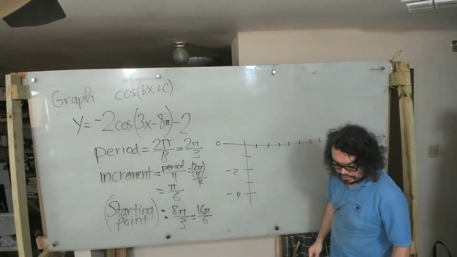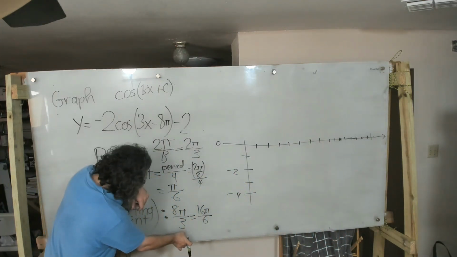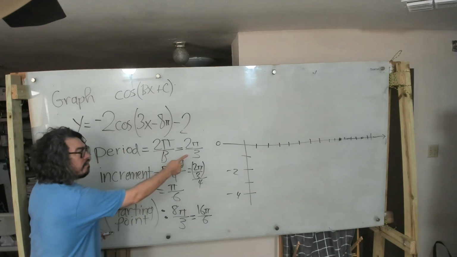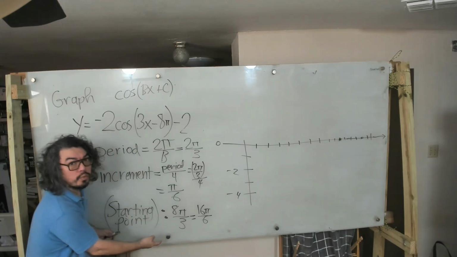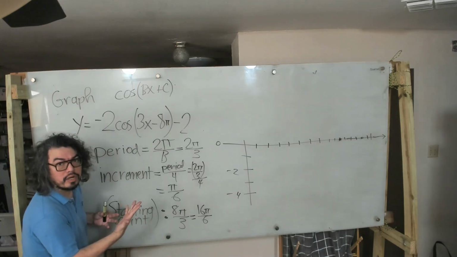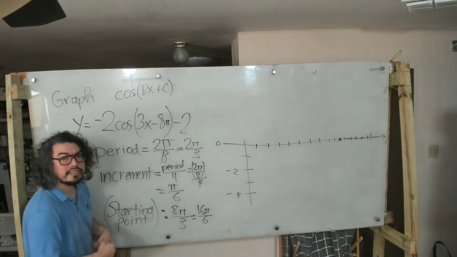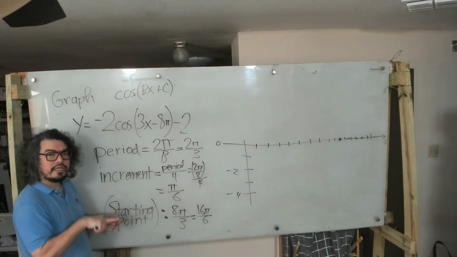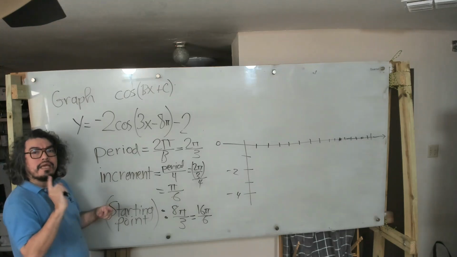So again, in this case, we said, okay, starting point is 8 pi over 3, which is 16 pi over 6, but 2 pi over 3 is our period. So if we were to subtract 2 pi over 3 from here, we would have a starting point that would behave the way we wanted to. So if we subtract 2 pi over 3 from 8 pi over 3, we get 6 pi over 3. We can subtract again, 4 pi over 3. We can subtract again, 2 pi over 3. Coincidentally, we can subtract again and we get 0.